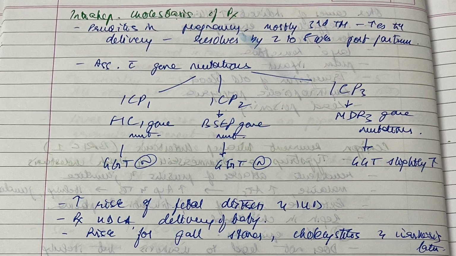The GGT is normal in 1 and 2, but in 3, the GGT is slightly elevated. There is an increased risk of fetal distress and intrauterine death. The treatment is UDCA until the delivery of the baby. There is a risk for gallstones in the future, cholecystitis, and later cirrhosis.